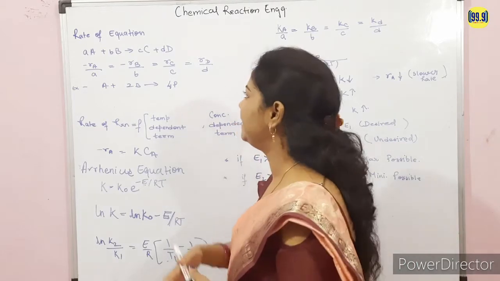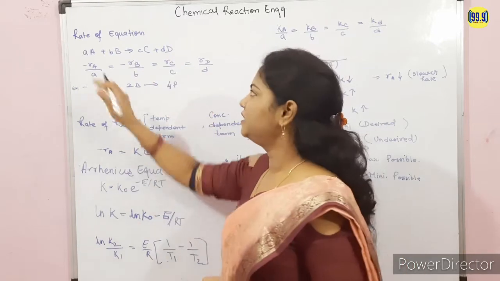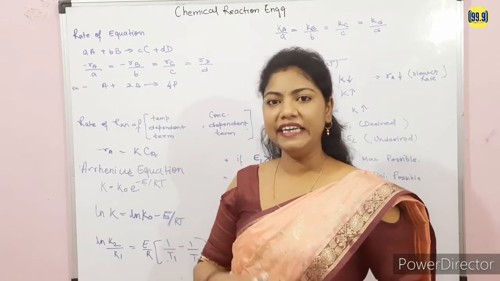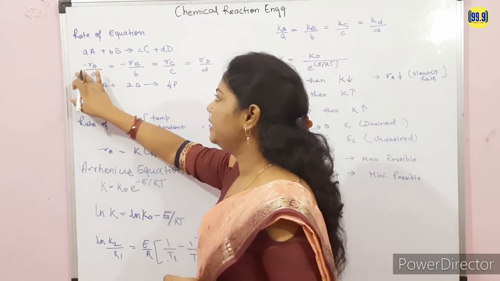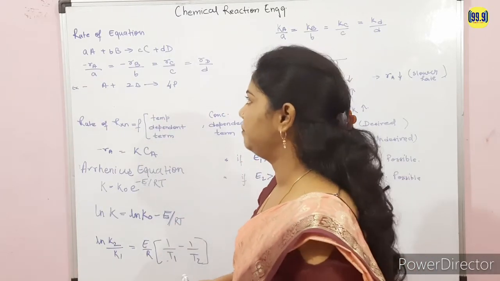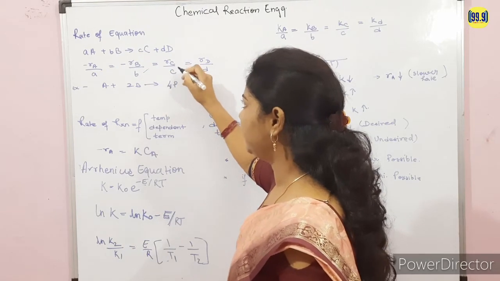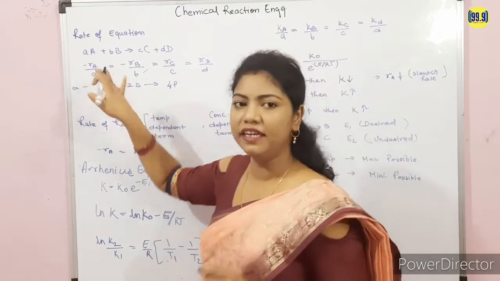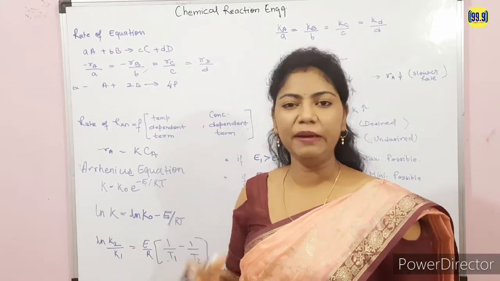First we write the reaction: aA plus bB gives cC plus dD. Here small a, b, c, d are the stoichiometric coefficients. The relation between the stoichiometric coefficients and the rate of reaction is: minus rA upon a for reactant A, minus rB upon b for reactant B, and rC upon c and rD upon d for the products. We take a negative sign for the reactants and a positive rate of reaction for the product side.